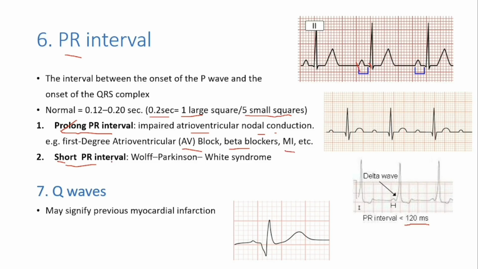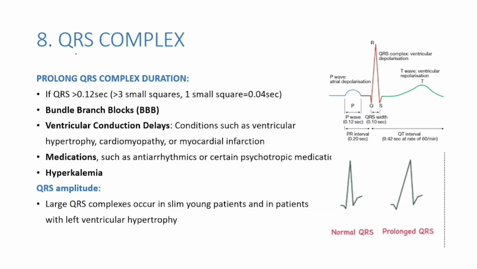And short PR interval is seen in Wolff-Parkinson-White syndrome. Here the PR interval is very short. Q waves are normally a very slight small negative deflection, but when it becomes very large, it shows that this patient has some previous myocardial infarction.